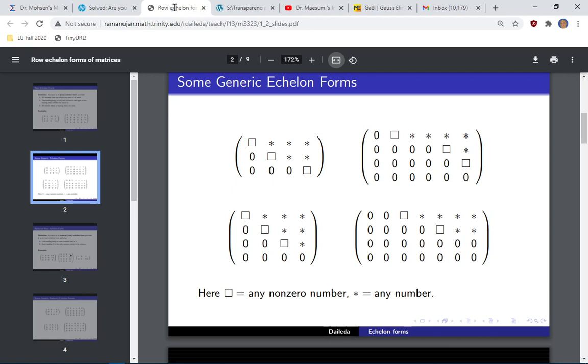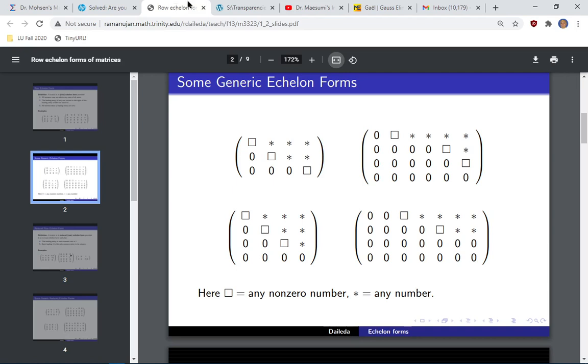This is another echelon form. You see here is a non-zero entry, whatever it is. Then the next one shows up here, and the next one shows up over there. This one at the beginning looks like a perfect triangle: I have the first non-zero entry here, next non-zero entry, next non-zero entry. The last one happens to be entire rows of zeros.